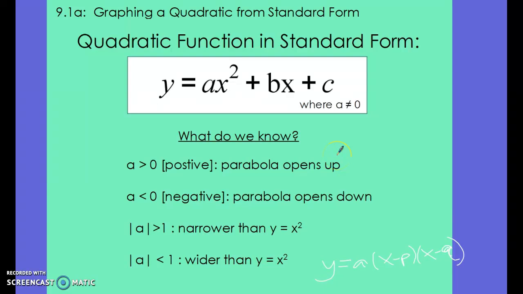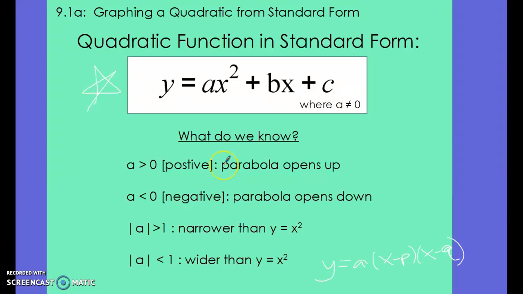9.1a is about graphing a quadratic from standard form. Thinking back to last unit, we were using this factored form, y equals a times x minus p times x minus q. Unit 9, we're going to be looking at this form, standard form, y equals a times x squared plus bx plus c.